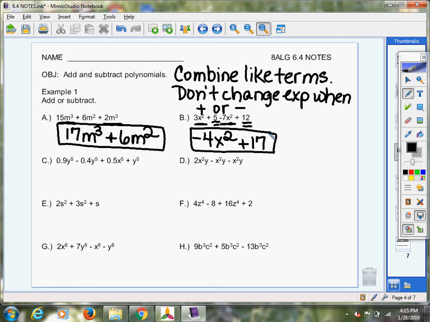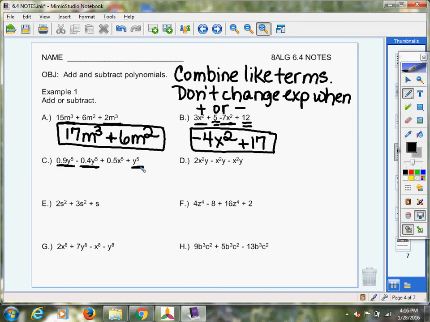All right, let's go down here to letter C. Okay, I see a y to the 5th. Here's another y to the 5th. And here's another y to the 5th. I like to underline them, or you can highlight them, whatever you need to do to point out where those like terms are.